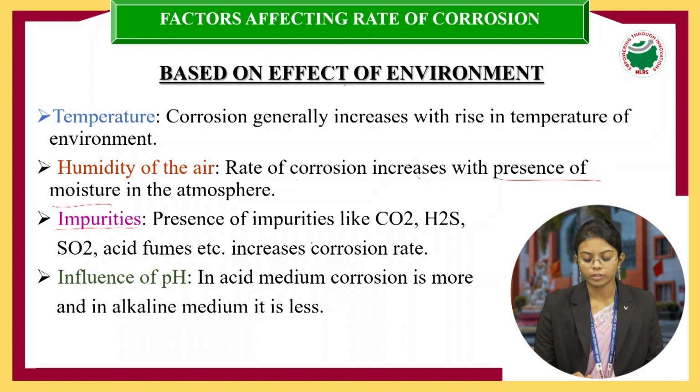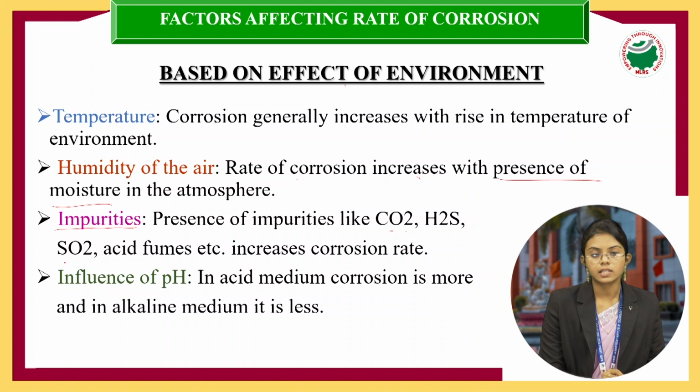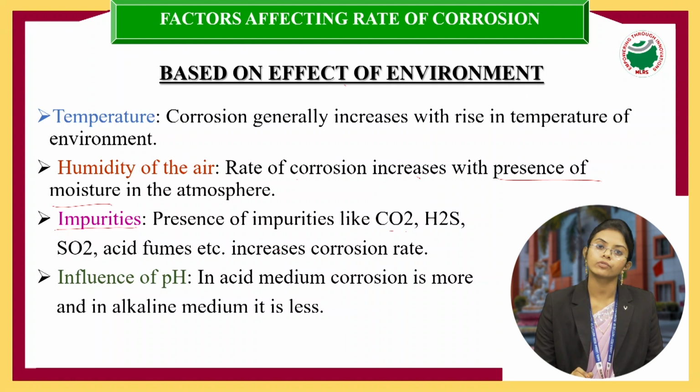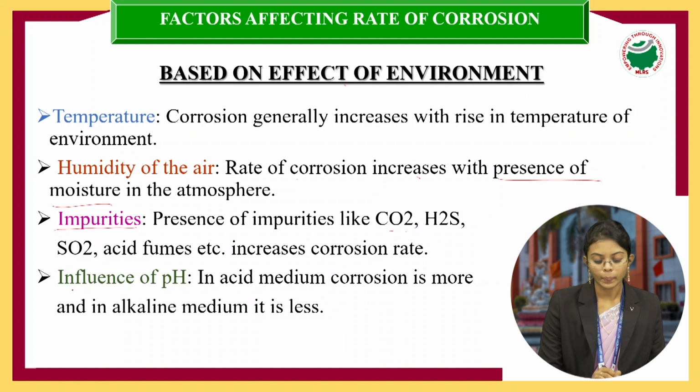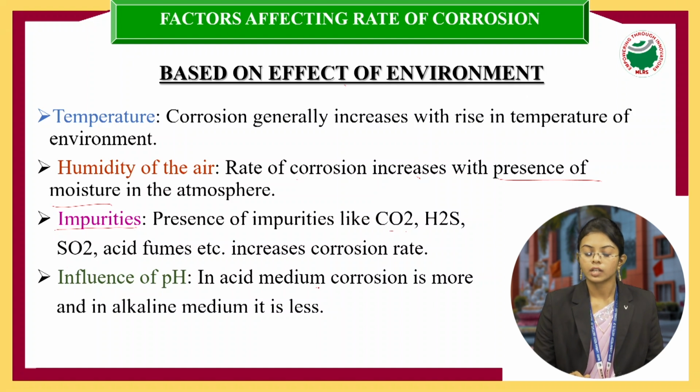Then impurities: the presence of impurities like carbon dioxide, hydrogen sulfide, sulfur dioxide and acid fumes causes the metal to get corroded. The rate of corrosion is high. Influence of pH: in an acidic medium, corrosion is more, and in an alkaline medium, corrosion is less. These are the factors affecting the rate of corrosion.